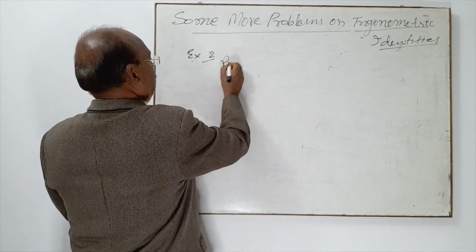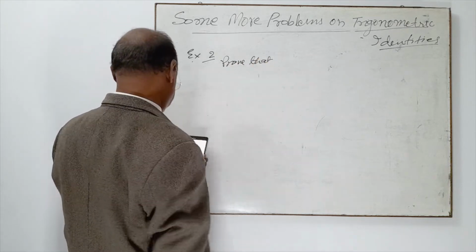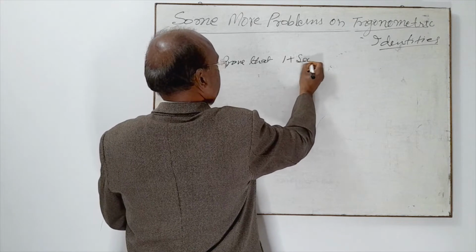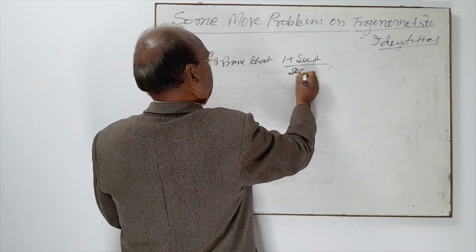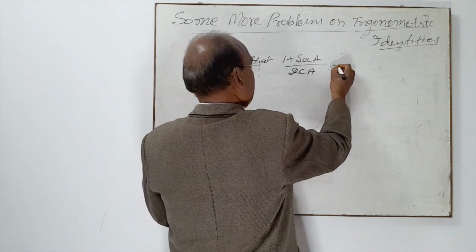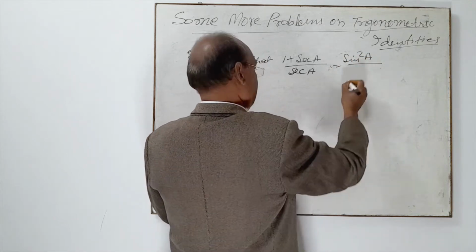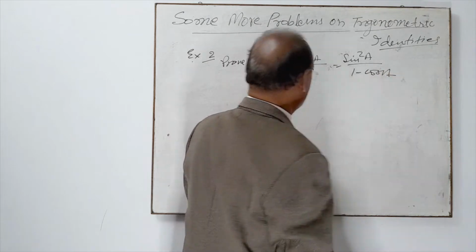We have to prove that 1 plus sec a upon sec a is equal to sine square a upon 1 minus cos a.